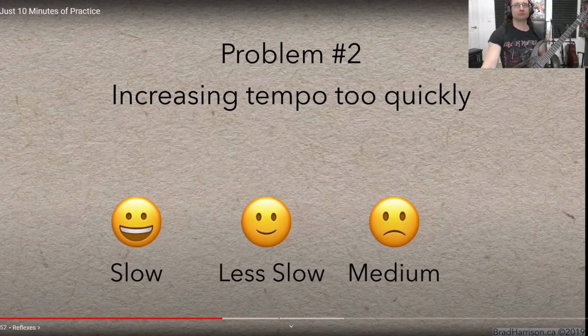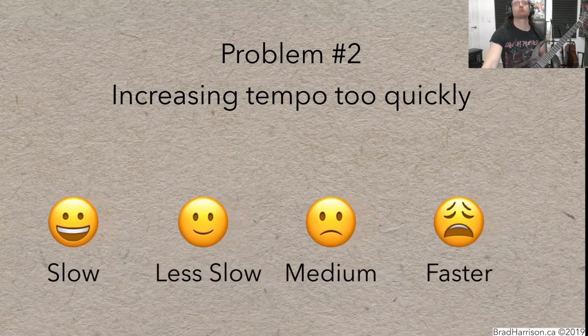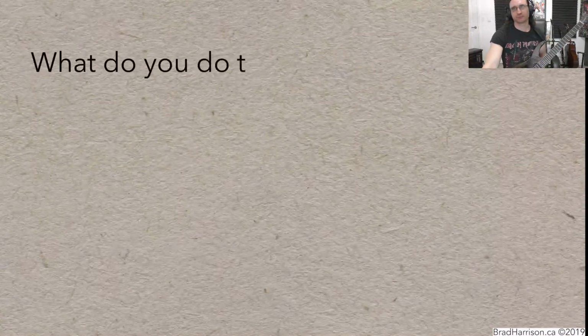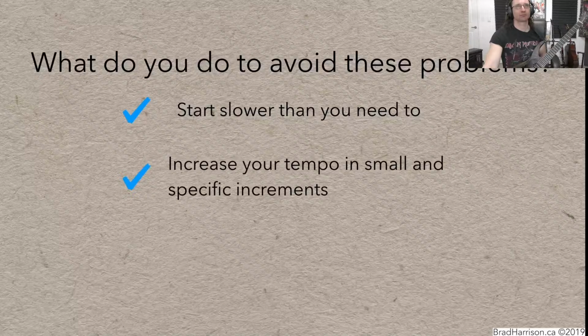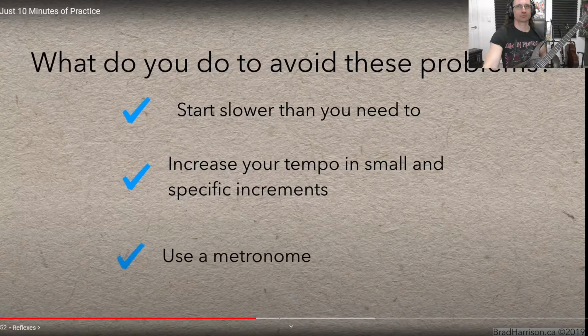Predictably, the errors only get worse at faster tempos. Eventually, you can't increase the tempo anymore because you're just making too many mistakes. Yep. So, what do you do to avoid these problems? First, start slower than you need to. Start well below the tempo at which you can play with 100% accuracy. Yes. Second, increase the tempo in small and specific increments. That way you'll hardly notice the increases in tempo as you progress. Yes. Finally, use a metronome to help manage your tempo.